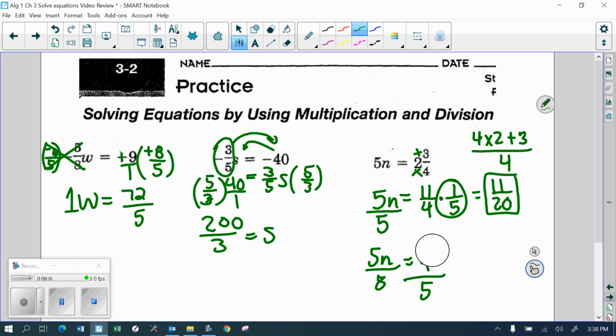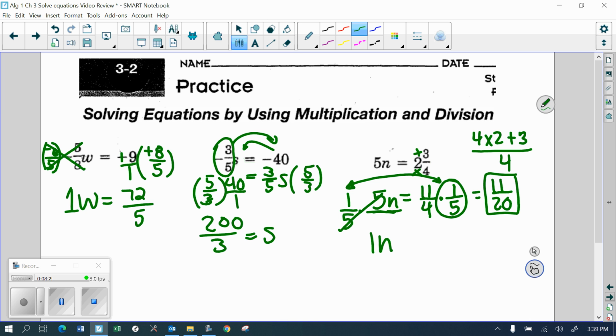Now, another way that you can help to remember to do that would be, instead of writing it as underneath 5 there, put it as 1/5 out here. Okay, and then whatever I do on one side, I'm doing the same on the other, and you see the 1/5 is right there. Of course, the 5's cancel, so you get 1 n equals 11/20ths. So that's another way, if that's easier for you to remember, to do that.